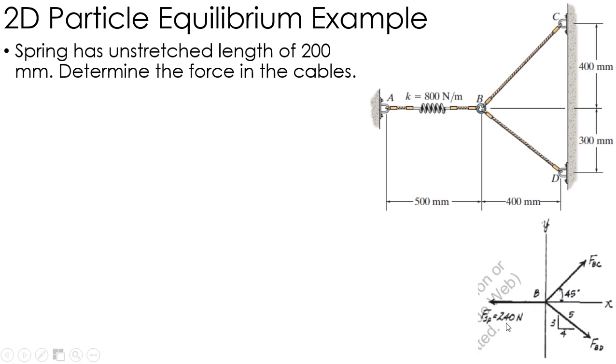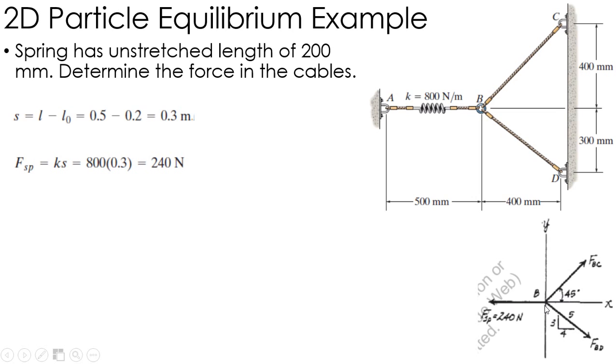This 240 comes from the fact that I know K is 800, and I know the unstretched length is 200, and my current length is 500. So S is just going to be 500 minus 200, so 300 or 0.3 meters. Multiplying that times K, which is 800, gives me 240 newtons. That's where this came from. And that spring's being elongated, so that spring is pulling on B. So here's my free body diagram.